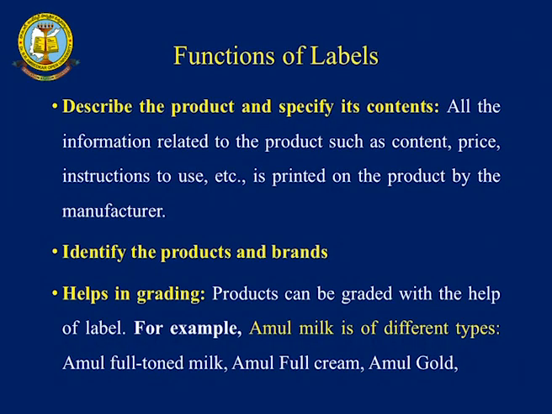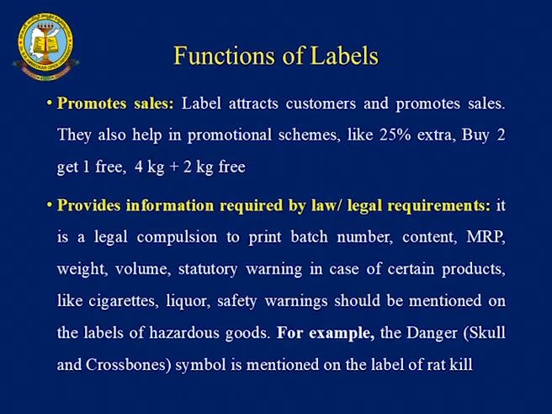Now, dear students, let us discuss the different functions of label. The first function is to describe the product and specify the content. The second important function is it identifies the products and brands. The third important function, as we have discussed, it helps in grading. The fourth is it acts as a silent salesman, so it promotes the sale. And the last important function is it provides information required by law. That is, it gives you all the legal information which is required by law.